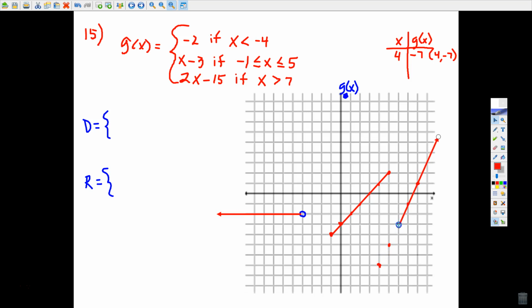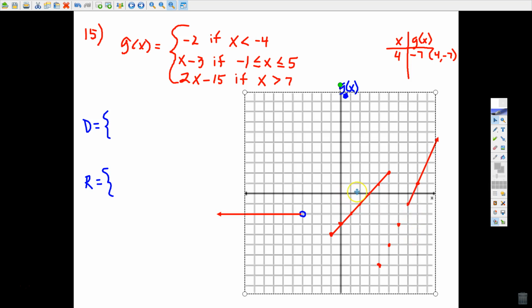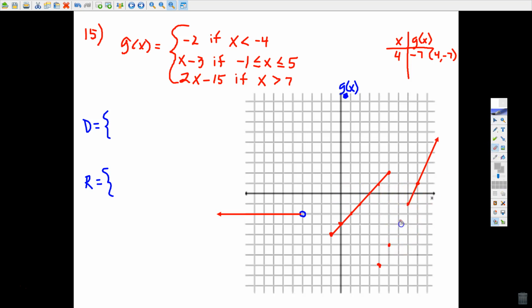Some people actually just use their eraser. They go ahead and draw and then use their eraser. 1, 2, 3, 4, 5, 6, 7. It's still not exactly complete because I have a solid circle indicating that 7 would be part of the domain. So I'm going to do one little tweak here and put an open circle at 7.